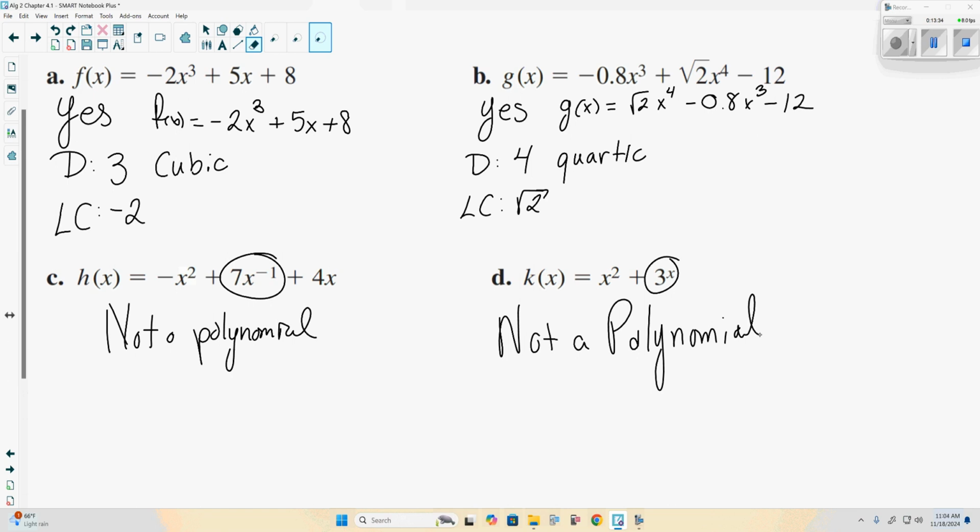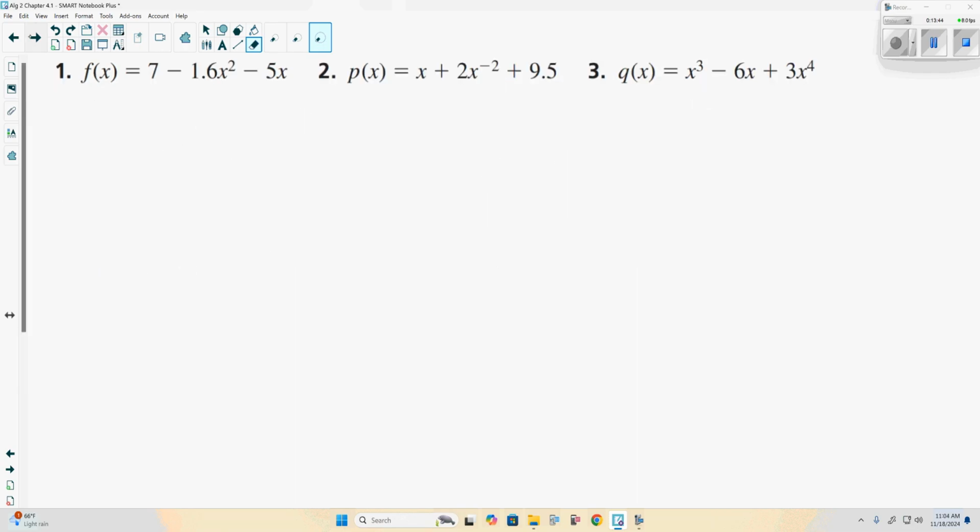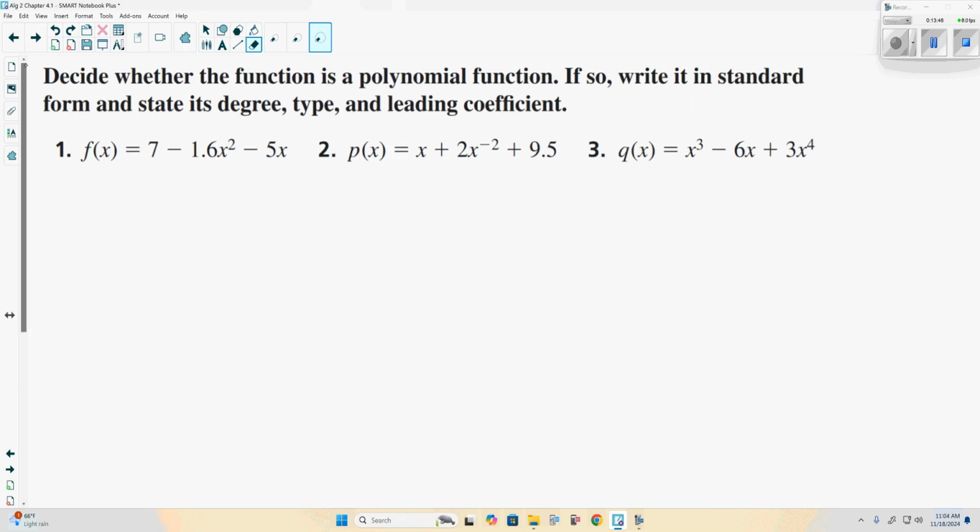Questions on these here? Be ready for the next ones. We'll do 1 and 2 because I think we're kind of getting the hang of this. So 1, can we say this is a polynomial function? Yes. Standard form, f of x would equal what? Negative 1.6x squared minus 5x plus 7.